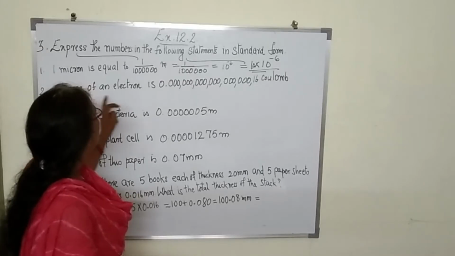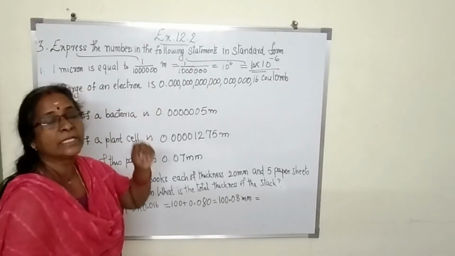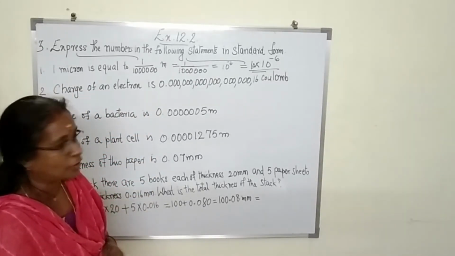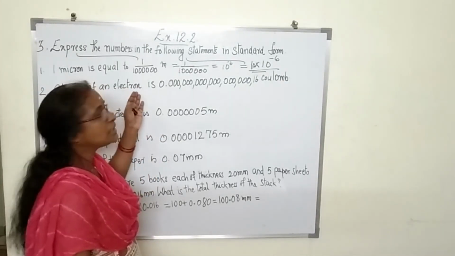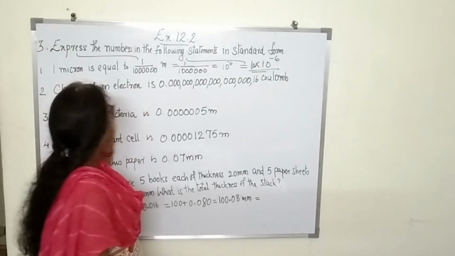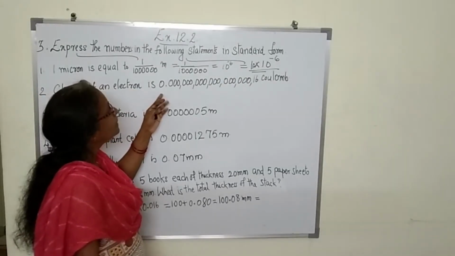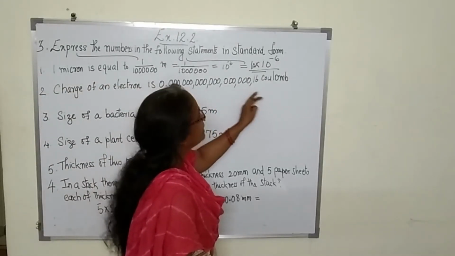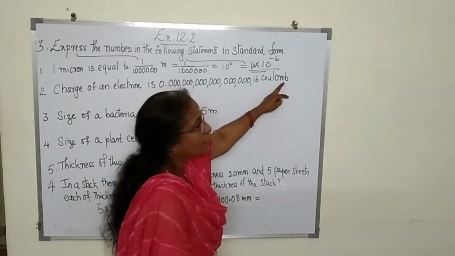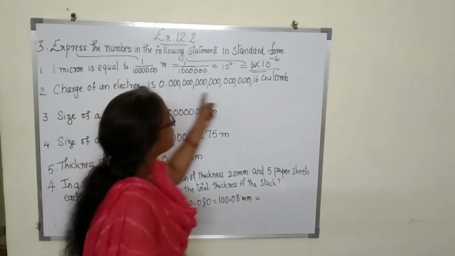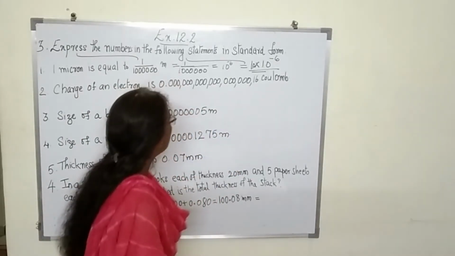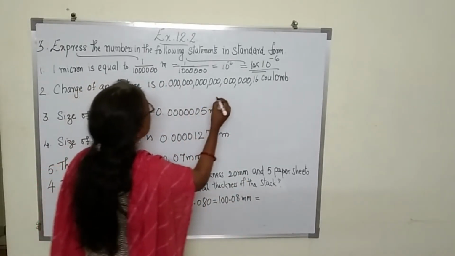Now here, the charge of an electron. You have already learned about electrons, protons and neutrons. What are electrons? The negatively charged particles in an atom. The charge of an electron is this many zeros, 16 coulombs. Coulomb is the unit. Now how to represent this? It is a very small number. So how to represent it using standard form?